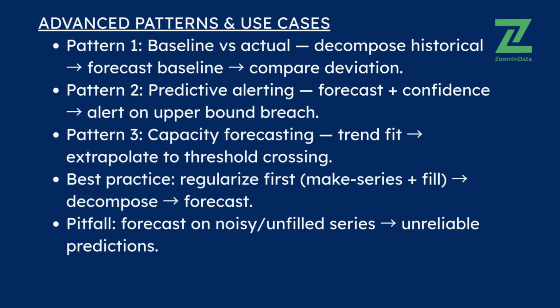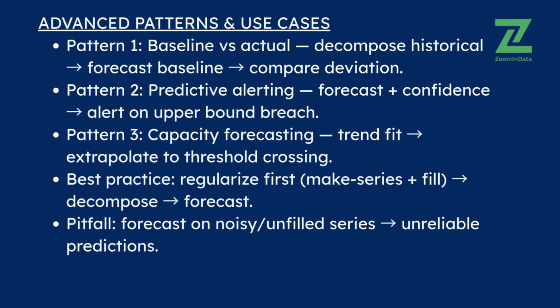Pattern 2. Predictive alerting. Forecast future values with confidence bands. Alert when actuals breach upper bound. Proactive instead of reactive. Pattern 3. Capacity forecasting. Fit trend to resource usage. Extrapolate to find when it hits 90% threshold. Plan upgrades ahead.